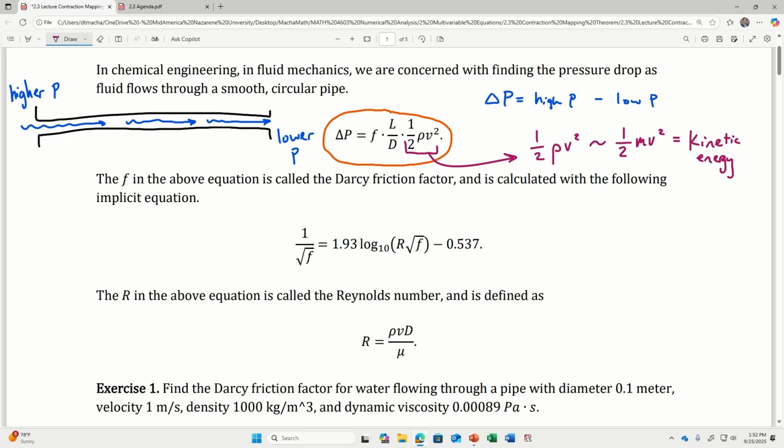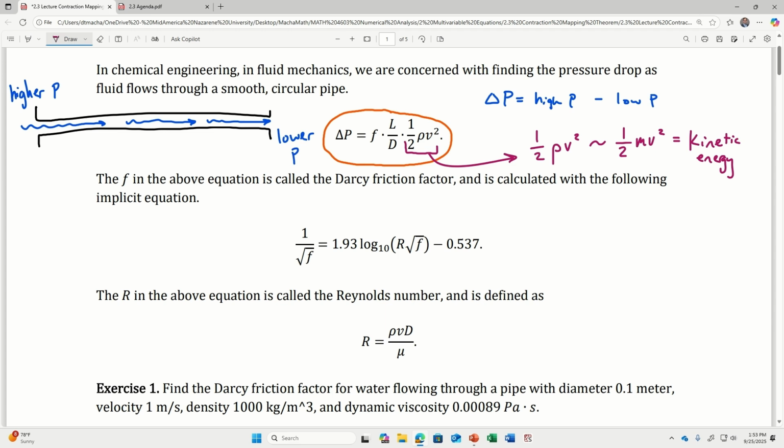Now the capital R is called the Reynolds number. In the calculation of Reynolds number, the numerator has rho, that's our density, times v, that's our linear velocity, the speed it's moving through the pipe. The capital D is the diameter of the pipe, and we're all dividing by mu, and that lowercase mu is called the dynamic viscosity. So maple syrup has a high viscosity, but water has a pretty low viscosity. It's the stickiness of a fluid.